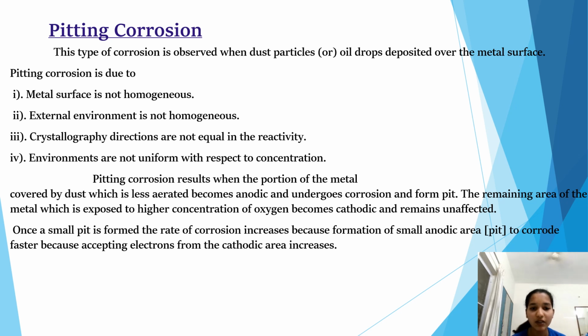Pitting corrosion results when the portion of the metal covered by dust, which is less aerated, becomes anodic and undergoes corrosion and forms a pit. The remaining area of the metal, which is exposed to higher concentration of oxygen, becomes cathodic and remains unaffected. Once a small pit is formed, the rate of corrosion increases because the small anodic area corrodes faster, as the acceptance of electrons from the cathodic area increases.